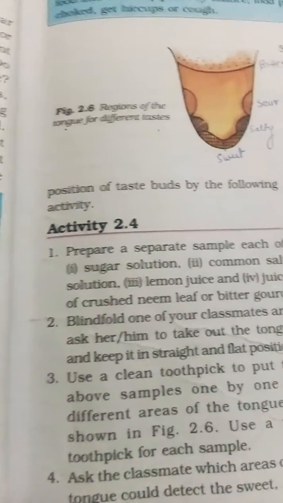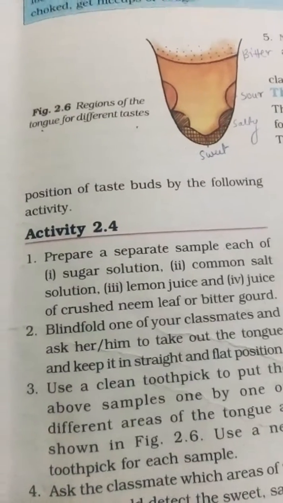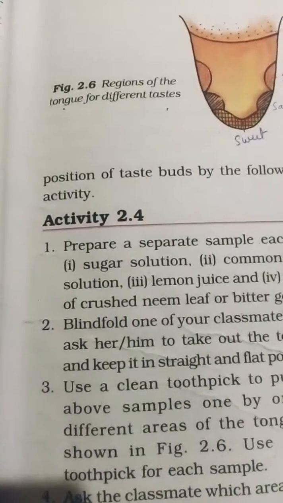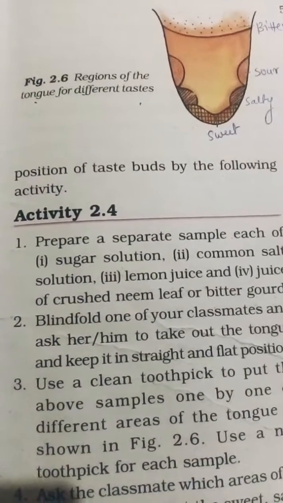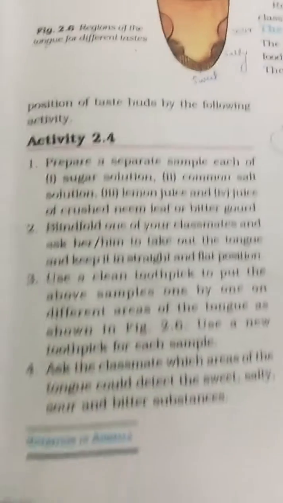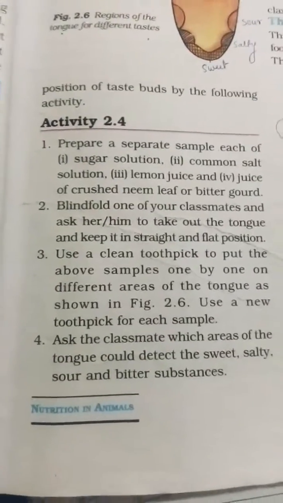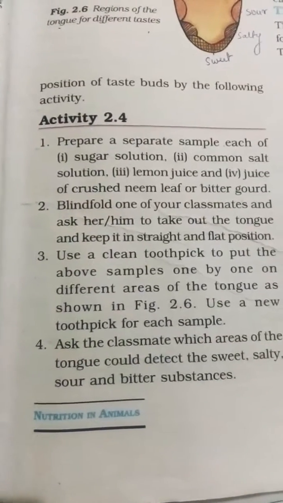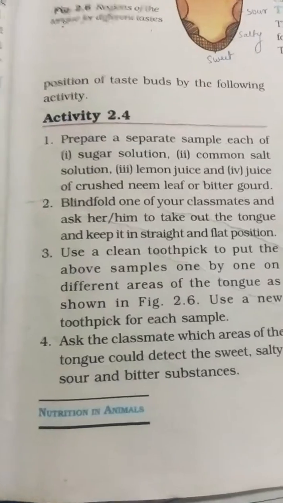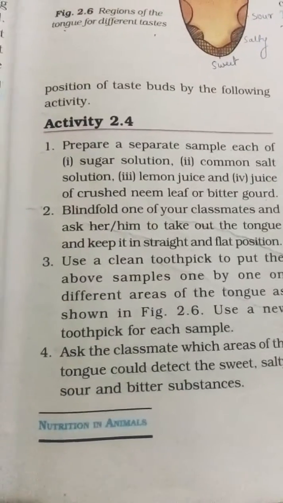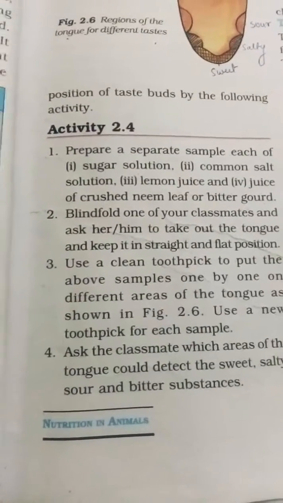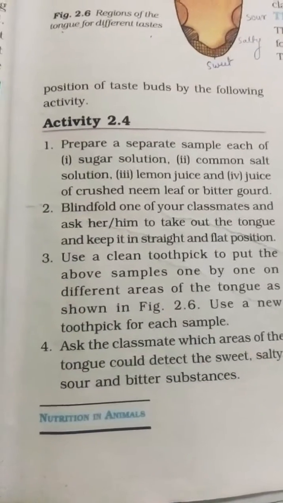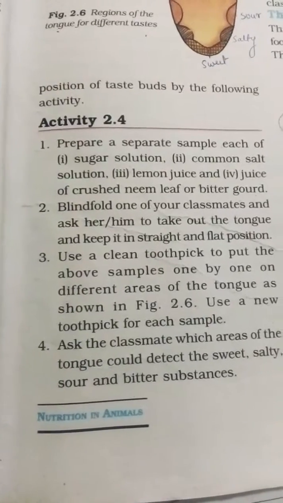Now we have to see the position of the taste buds. What do we mean by position of taste buds? It means where you can taste the sweet things, bitter things, salty things and all. Let us discuss this in activity 2.4, okay. Now what you have to do is prepare a separate sample each of a sugar solution, a sweet solution, a common salt solution, a salty solution, lemon juice and crushed neem leaf or bitter gourd, okay. Now blindfold one of your classmates or ask him to take out the tongue and keep it in a straight and flat position.